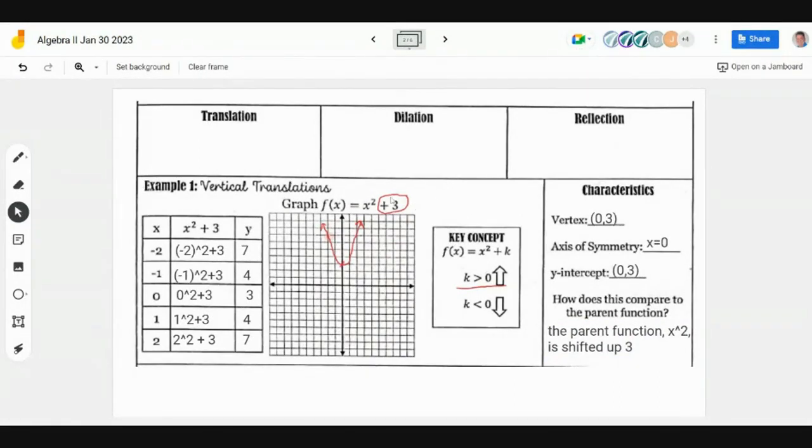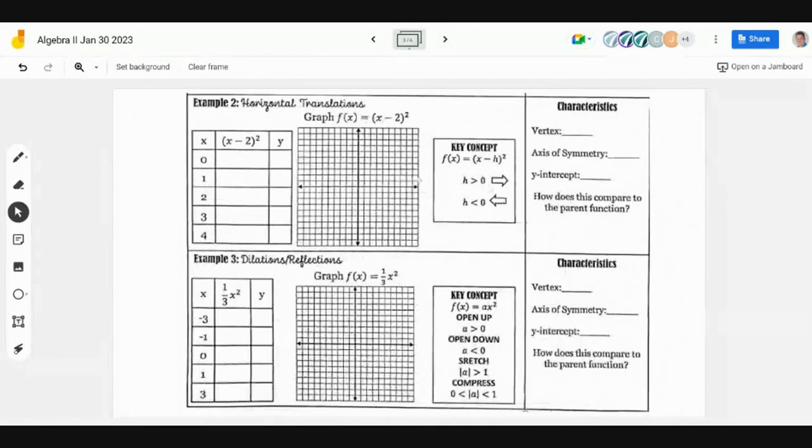So that's what the k does. When you see a +3 or a -7 or +1 or -0.5, whatever, that just moves it up and down. Okay, so we're looking at translations, dilations, and reflections here today. So let's go to the next example.